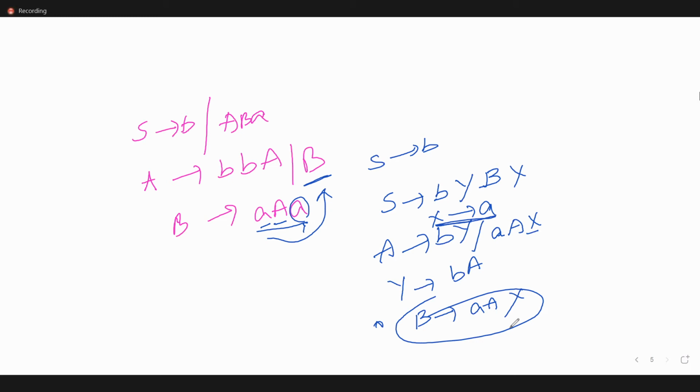Now, I'll give you one example. Please construct CNF as well as GNF. Then we'll move on to the pumping lemma. I'm asking you to construct both CNF as well as GNF. So, think carefully and construct.